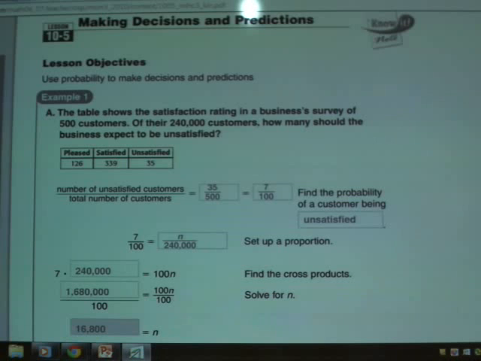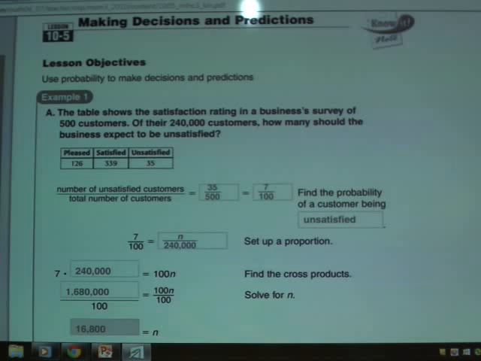And as you can see, what they did is they just took and reduced that all the way down to make that 7 over 100. Now, they want us to take that 7 over 100 figure and multiply that all the way up, bubble it up, so to speak, to make it be out of 240,000 customers. And when I do that, whatever number that changes the numerator into is going to be the number that they would suggest would be unsatisfied out of 240,000 customers.